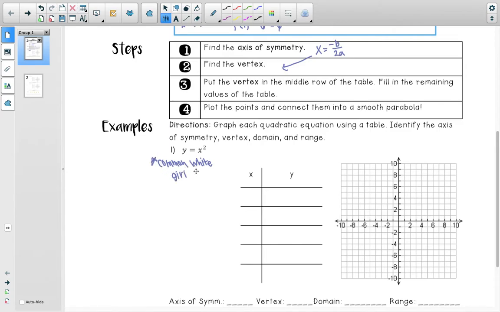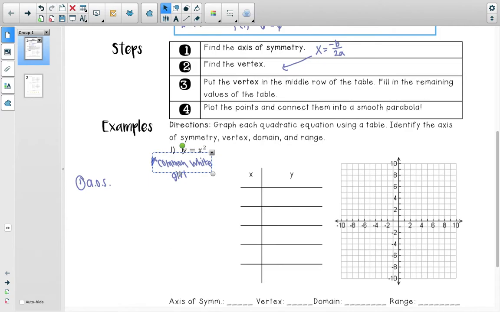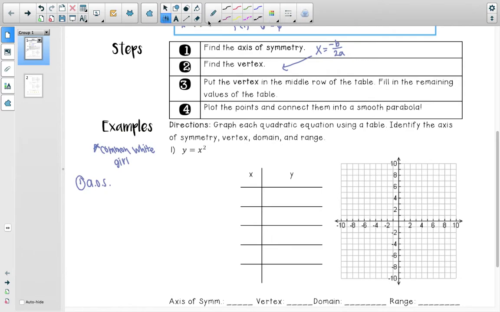Okay, so first step, we're going to find the axis of symmetry. Okay, and I'm going to move this over real quick because it's in my way now. Okay, so we got to figure out what A, B, and C are. And you really only need to figure out what A and B are, but we're just going to go over this again. A is always with the x squared, B is always with the x, and C is always with the number. And there's no number, so it's 0. There's no just x, so it's 0. And the number in front of x squared is 1.